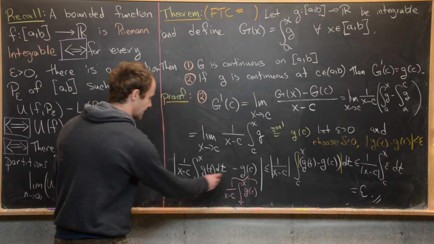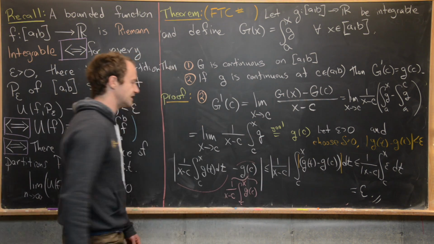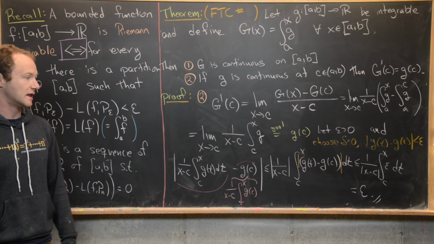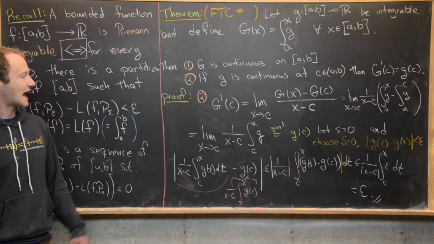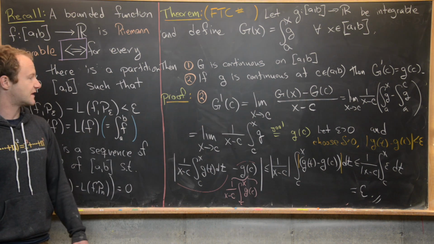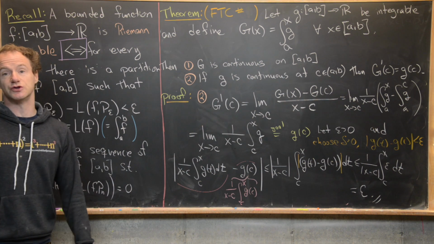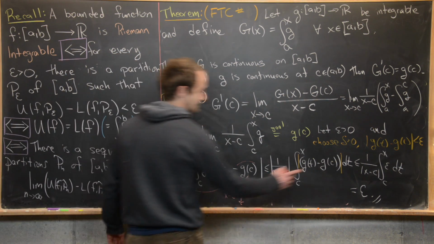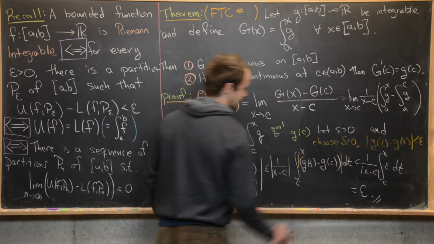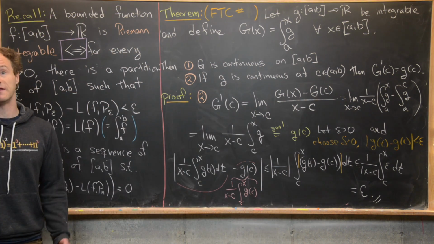So this quantity right here, minus g of c, can be made as small as we want. But how small do we want it? We want it to be within epsilon, and that tells us that G prime of c is equal to little g of c, as needed. And I just noticed that should be a strict inequality. And that's a good place to stop.